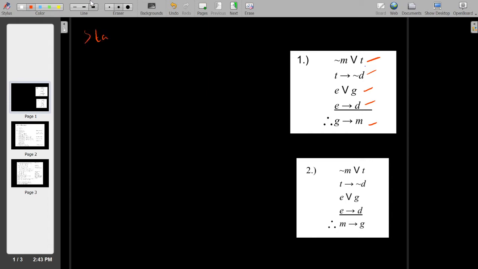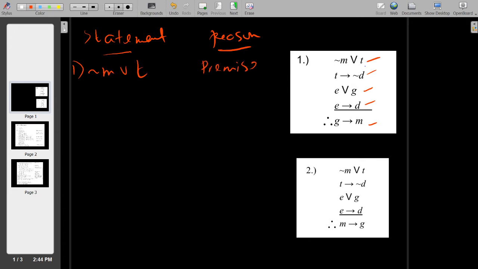This is the traditional way of proving. You have a statement and reason. So let's start with the premises first. Let's start with the first statement: the negation of M or T. This is called the premise. Our reason is this is given or premise.